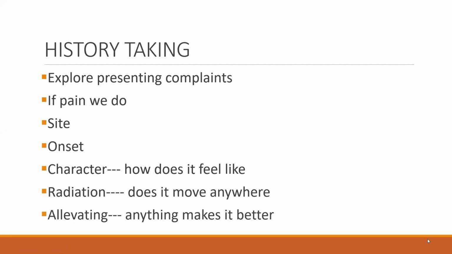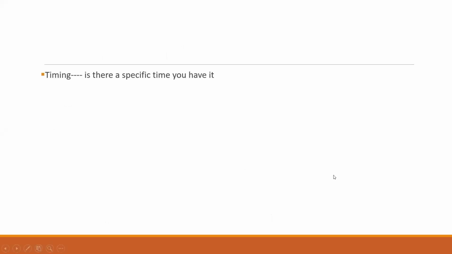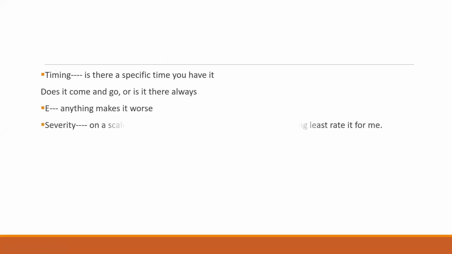Your A is your alleviating. Does anything make the pain better? The T is timing. So you want to ask about this pain, is the pain there every time or does it come and go? Okay, is it there always? Does it come and go? Your E is, does anything make it worse? Then your S is your severity. Okay, and trust me, you need this. Like, you need to practice this.